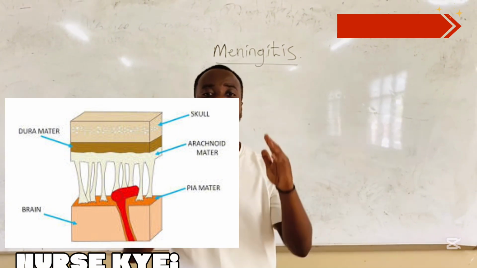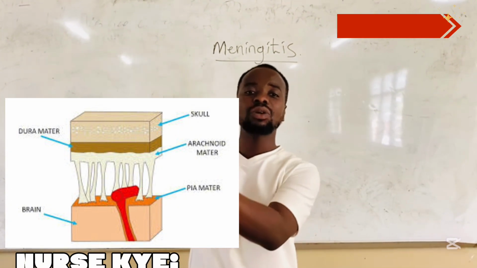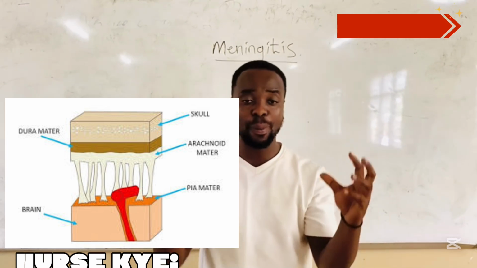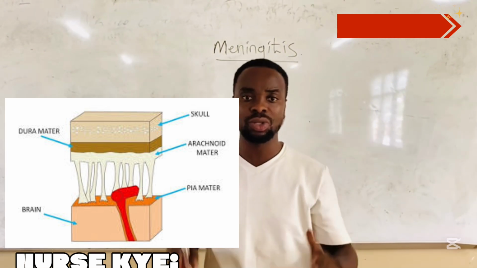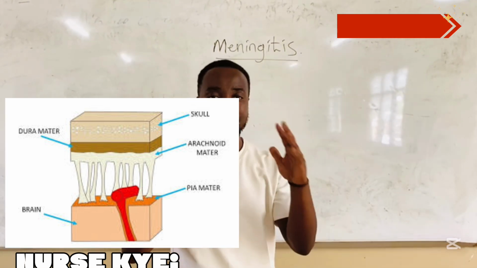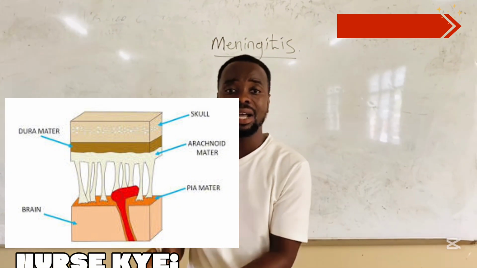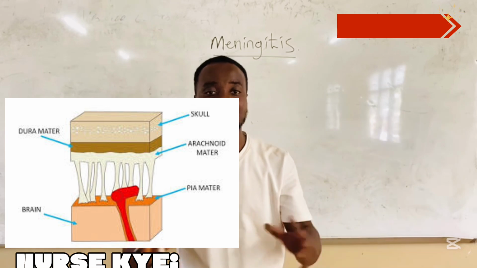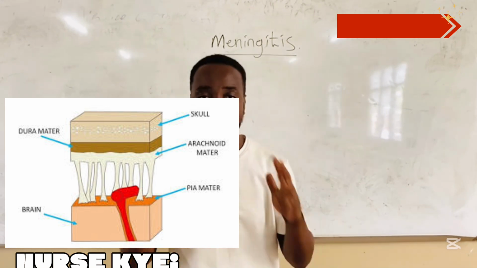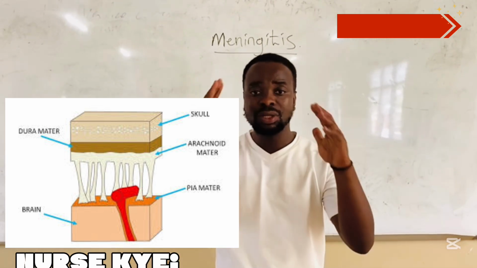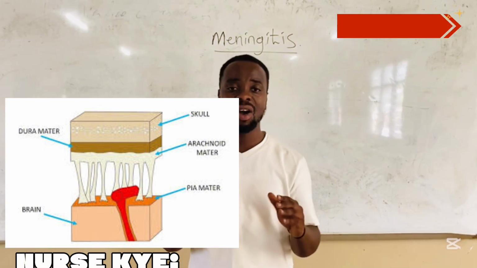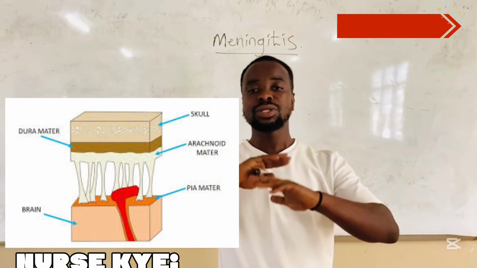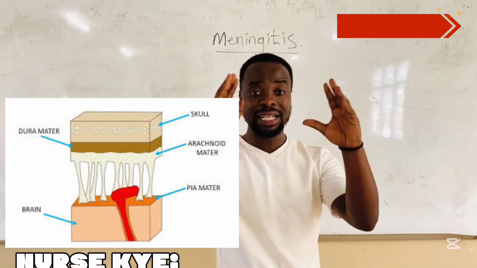We have the dura mater, which is the outer layer of the membrane. It protects and supports the brain and then the spinal cord. We have the arachnoid mater, which is the middle layer of the membrane. They also protect and support the spinal cord. We have the pia mater, which is the inner layer of the membrane, which also protects and supports the brain and then the spinal cord.